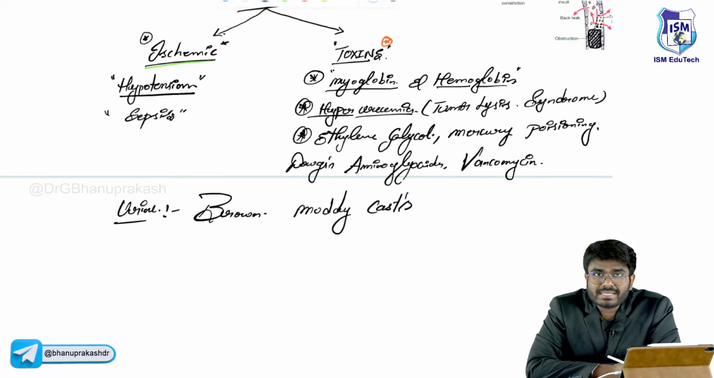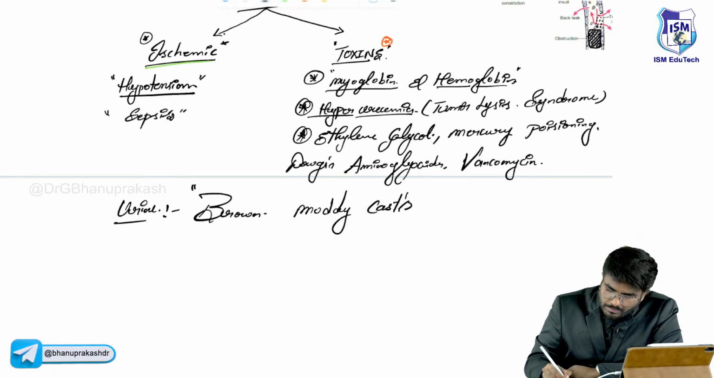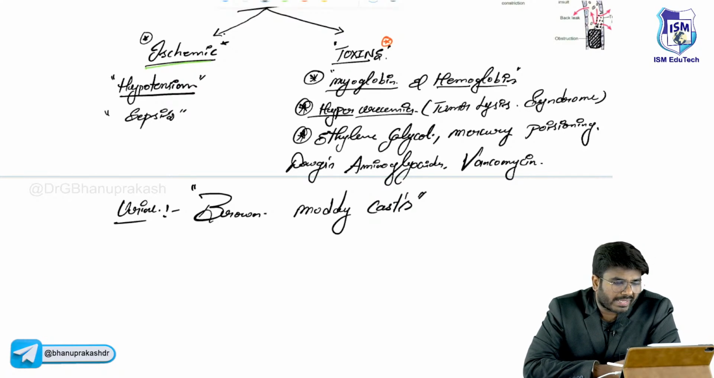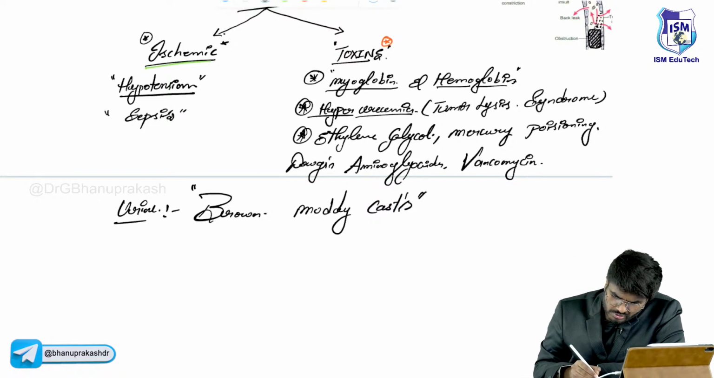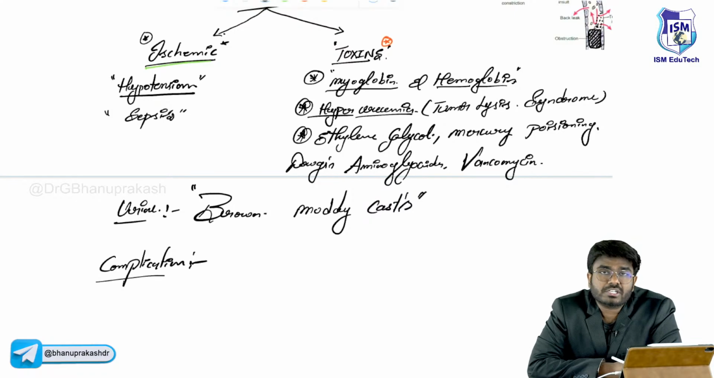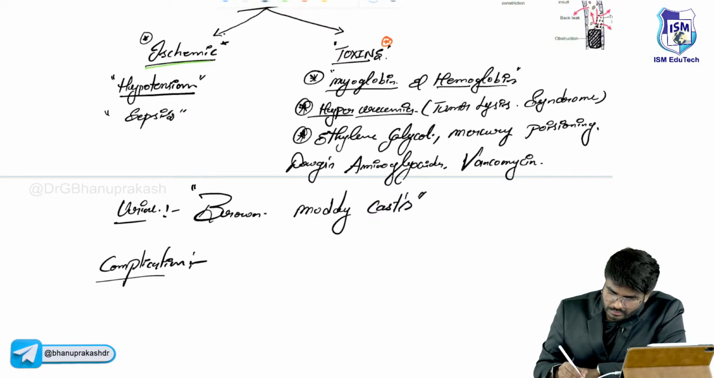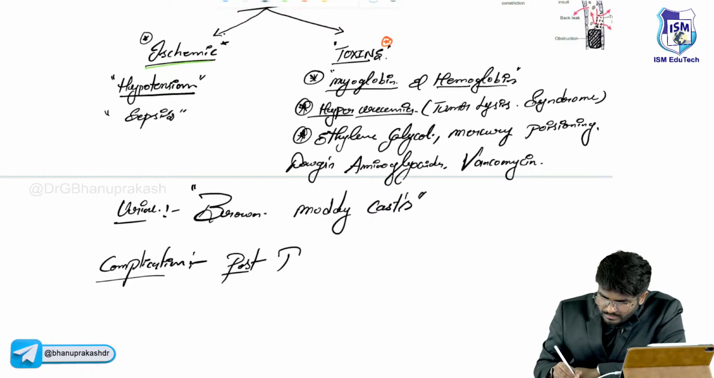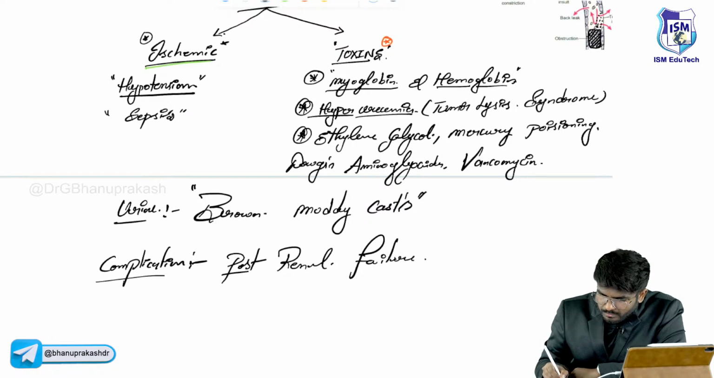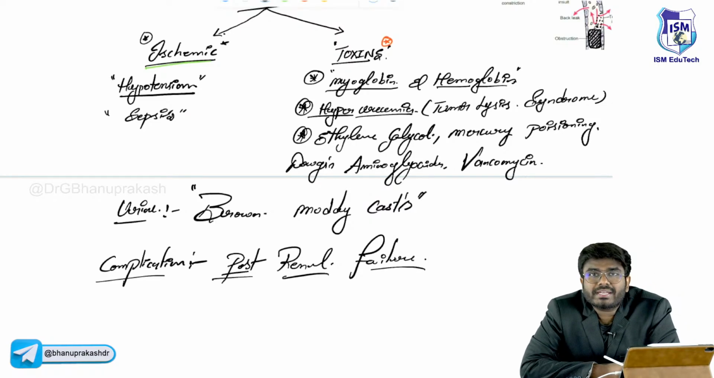So these casts are going to be called brown, muddy casts or dirty casts. Brown muddy casts are going to be seen in this condition. These are some important points which I want you to know. The complication because of this condition is renal failure, post renal failure. So why am I calling it a post renal failure?